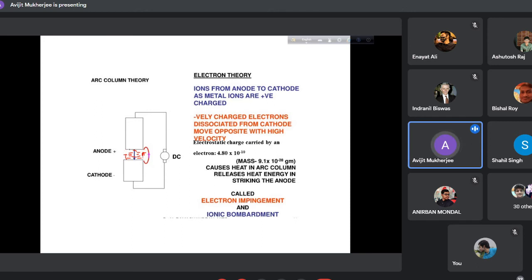So this collision is known as, and this term is important, electron impingement. This is called impingement.